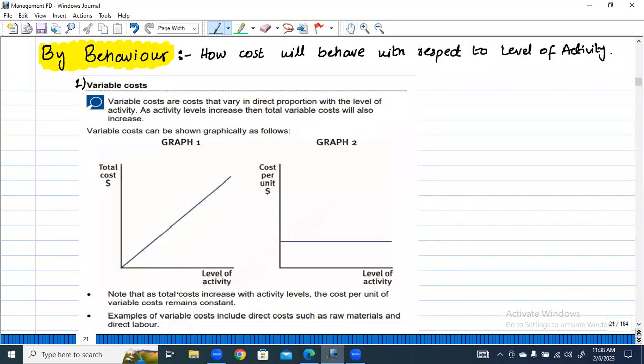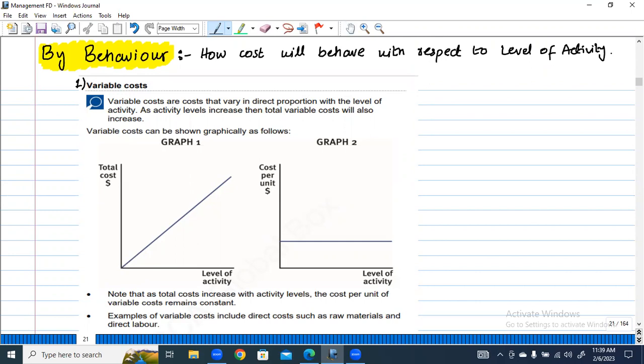Now we have to classify the cost on the basis of how the cost is behaving with respect to level of activity. It means, what is the behavior of the cost if we increase the level of activity, what nature will the cost show. So on this basis we will classify the cost. By behavior, cost is of four types.